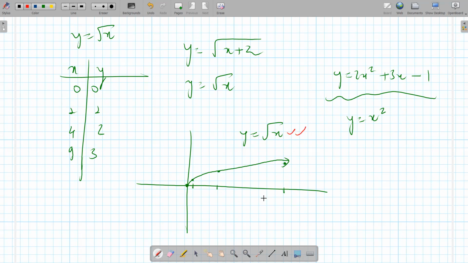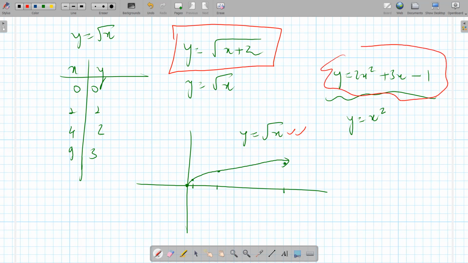This is a function. So now they're asking us whether this is a function. Well, this is just a parent function that's gone through some form of transformation, just like this one. This is a quadratic that's gone through some form of transformation. So as long as a parent function is a function, the transformed function will also always be a function. So this is a function.